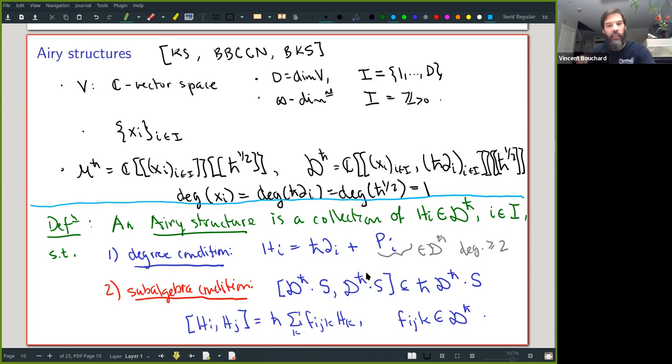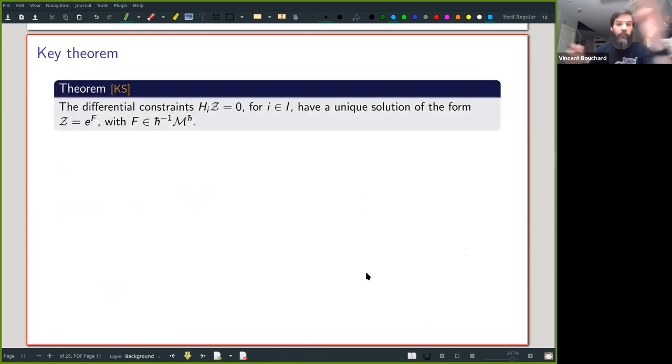All right, so why should you care about these things? Well, there's a theorem due to Kontsevich and Soibelman, which is that if you look at the differential constraints, so these are differential operators, you can try to find solutions of these partial differential equations. And it turns out that there always exists a solution, and it's unique if you specify the form. So it has a unique solution of the form of an exponential of F, where F is 1 over h bar times a series in the variables x and h bar to the 1/2.